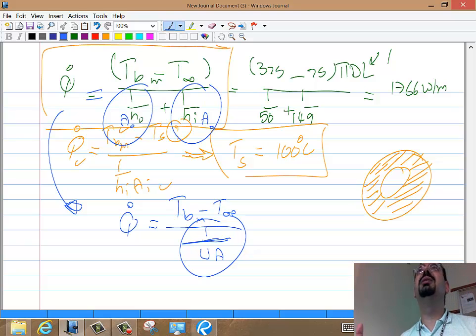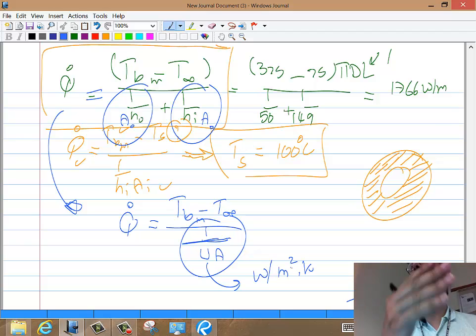It's kind of the total resistance, but it's expressed in the same units as the h. So the h was a convection heat transfer coefficient, the outer surface convection heat transfer coefficient and the inner surface convection heat transfer coefficient. That U, we would call the overall heat transfer coefficient. So it's basically the end product of this heat transfer problem. That's the total resistance to the heat transfer.